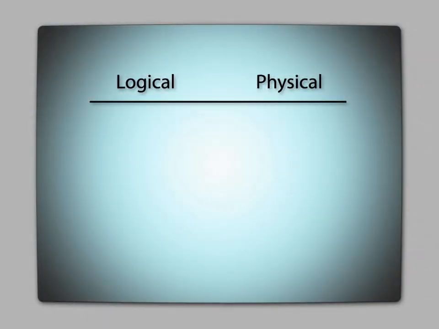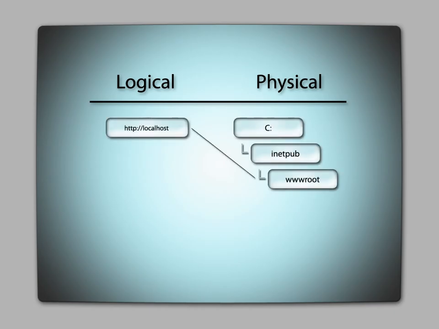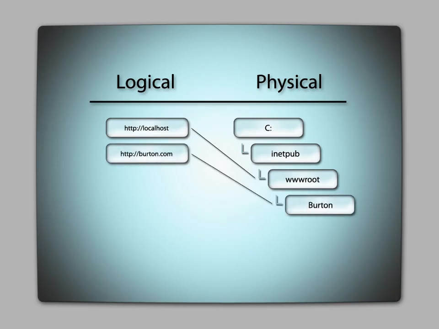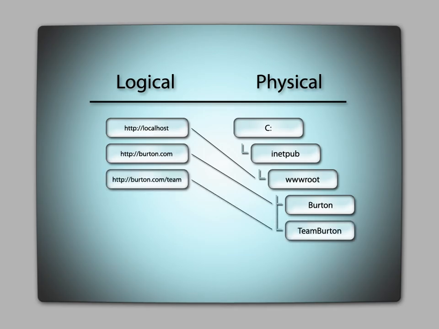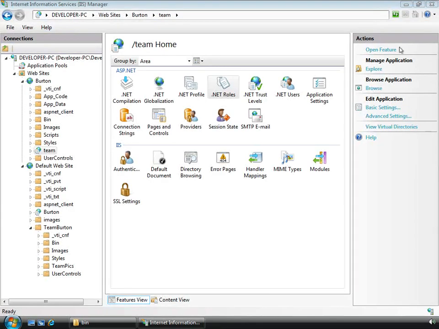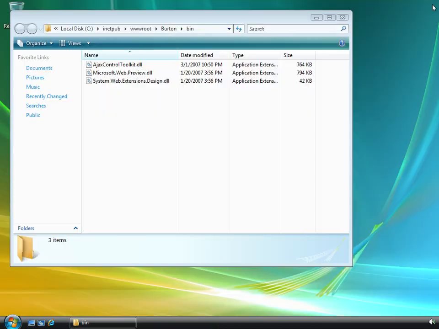So let's review what we've done and see how the logical paths correspond to the physical paths. We started with a default website configured to serve up content from inetpub wwwroot. We added in another website called Burton that's being served from the inetpub wwwroot Burton folder. And finally, we added an application under Burton that's being served from inetpub wwwroot Team Burton. The IIS Management tool makes it easy to configure websites, virtual directories, applications, and application pools. We sure hope that you enjoy using this tool to administer your IIS 7 websites.